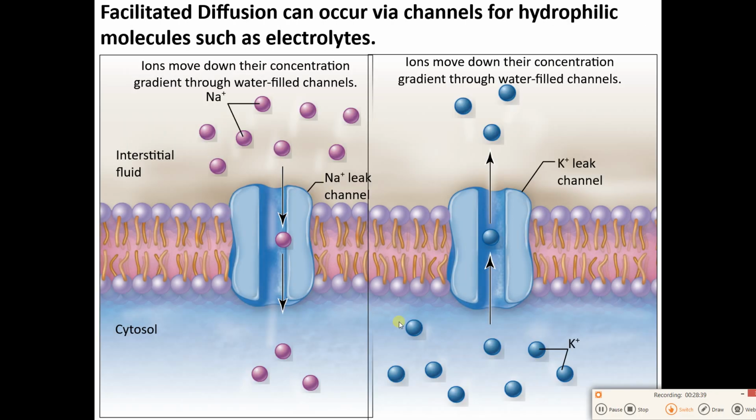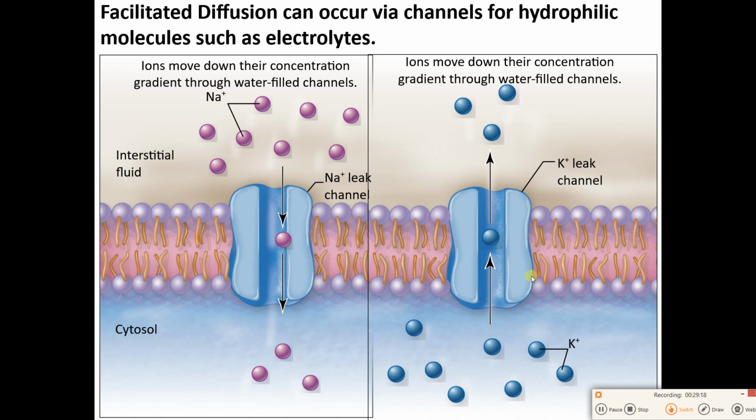Okay, facilitated diffusion can occur via channels. So here we have a channel protein. This channel protein is called a sodium leak channel because it allows sodium to diffuse into, in other words, to leak into the cell. Notice sodium is going from high concentration on the outside to low concentration on the inside. This charge on the sodium, it's got a positive charge here. It's a cation, so it cannot go through the membrane. It doesn't like that hydrophobic interior there. So sodium has to go through a channel.